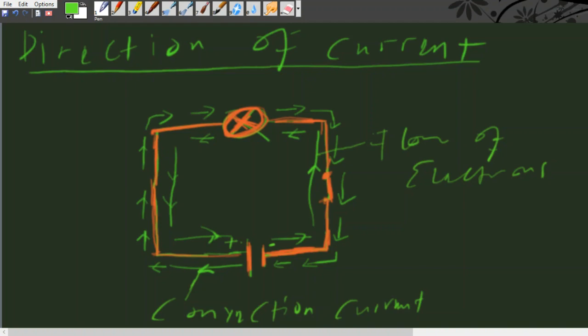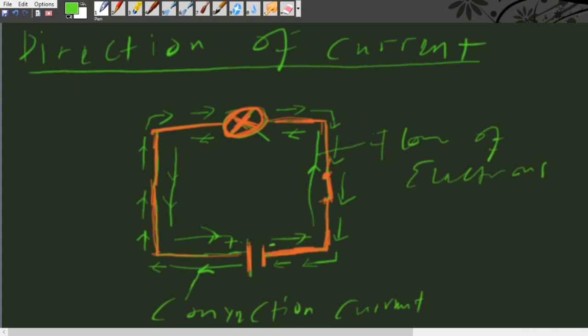So the direction of current. Before electrons were discovered, it was assumed that current was the flow of positive charges. That means that we actually assumed that that was the movement from the positive charges to the negative charges. And after electrons were discovered, we now know that current is the flow of negative charges. So it moves from the negative to the positive.